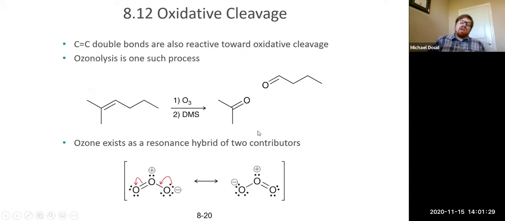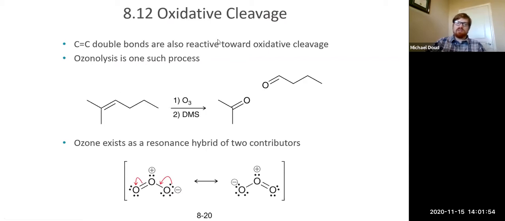Okay. Now, I know we've gone through a lot of mechanisms, and there's a lot of mechanisms that you need to memorize and understand for this class. But here, I'm willing to give you one that I'm not going to make you memorize, which is what's called ozonolysis, or double bond cleavage. Ozonolysis is basically you take an alkene, react it with ozone, and then you use a little bit of dimethyl sulfide to finish up the reaction.